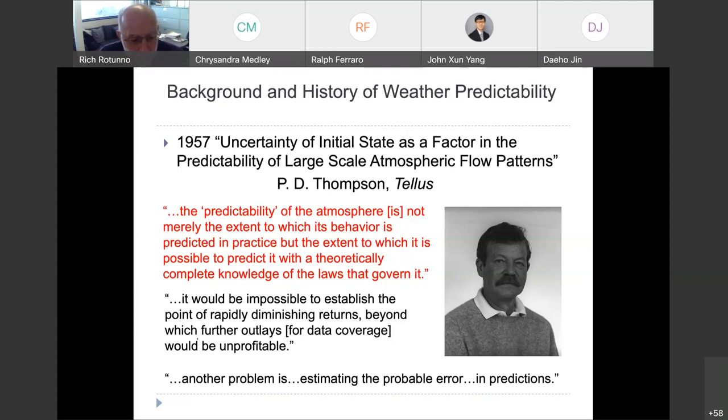The other thing he introduced was the possibility of diminishing returns. It would be impossible to establish the point of rapidly diminishing returns beyond which further outlays for data coverage would be unprofitable. Again, it was an important observation from a practical point of view, but also from a theoretical point of view. Is there a diminishing returns aspect to improving initial conditions and forecast accuracy? The third thing he brought up was the probabilistic nature of the problem and of estimating probable error.